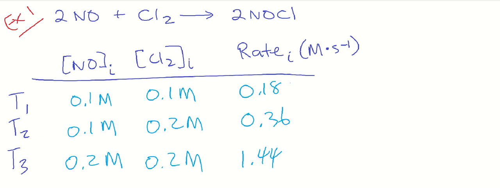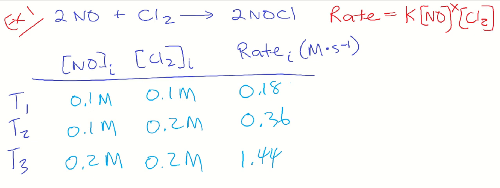So now, given this information, we are going to write the rate law, which is again in this format. In this case, it's going to be the concentration of NO raised to some power x times the concentration of chlorine, the other reactant, raised to the order of y. We're going to figure out k, x, and y, and that's what we're going to ask you to do on your test, given experimental data like this.